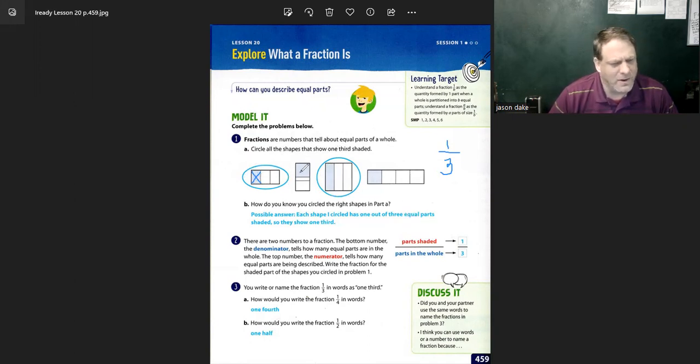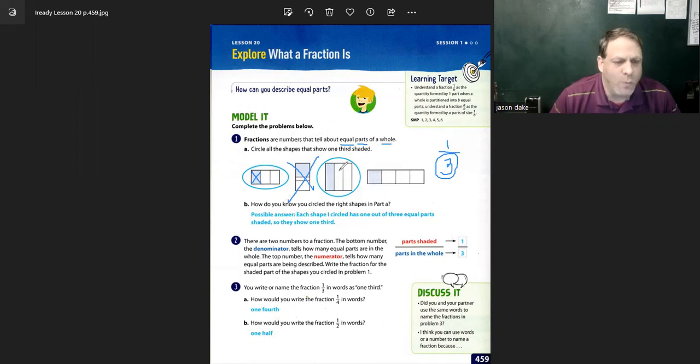Let's look at this one. This one does have 3, but they're not all equal parts. And it has to be equal parts of a whole. So these are not equal parts, so I'm just going to X that out.